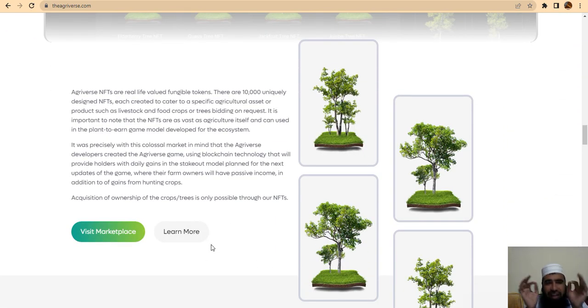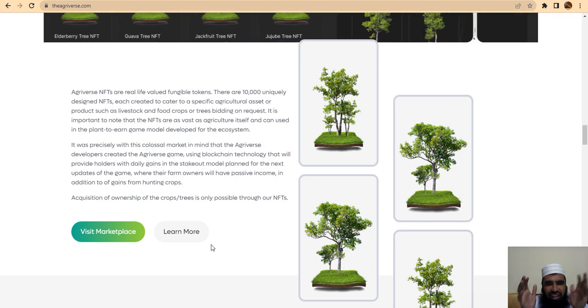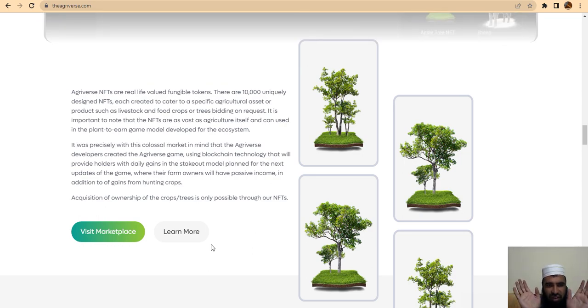You should understand the system of this Agriverse NFT and the reality behind these NFTs. Agriverse NFTs are real-life valued non-fungible tokens. There are 10,000 uniquely designed NFTs, each created to cater to a specific agriculture asset or product such as livestock, food crops or trees, minted on request. The ownership and acquisition of the crops and trees is only possible through their NFTs.